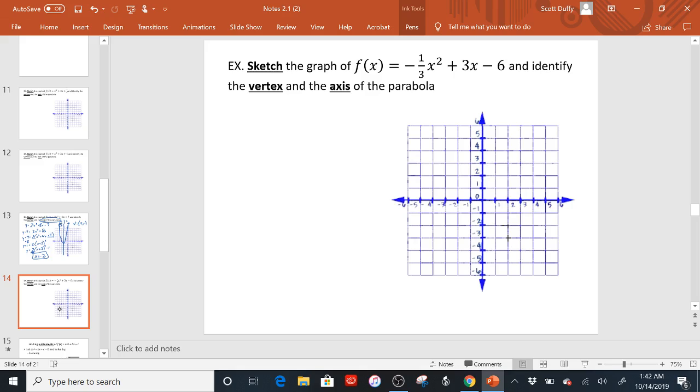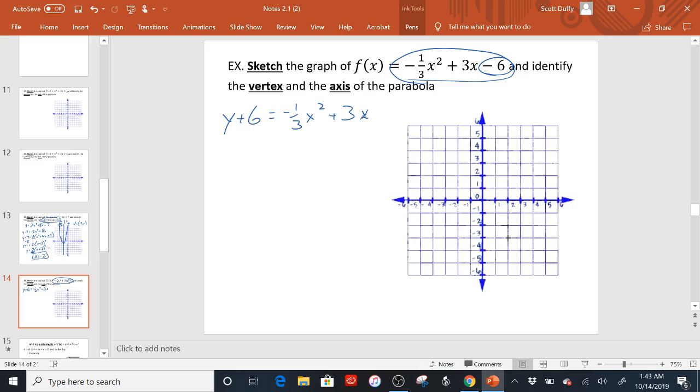So first thing I want to do with this equation right here is get rid of that negative 6. So right away I'm going to rewrite this as y plus 6 equals negative 1/3 x squared plus 3x.